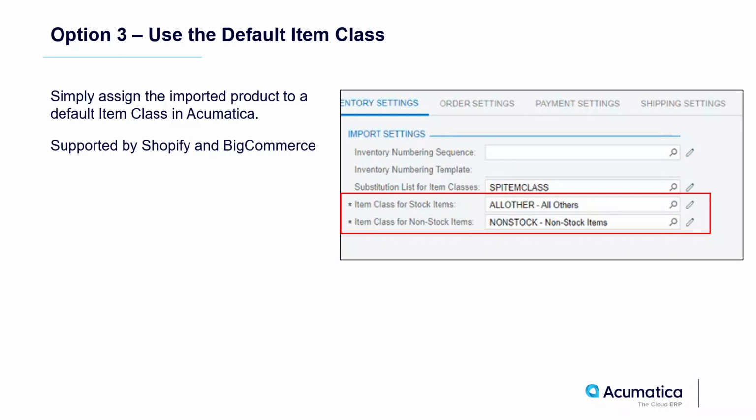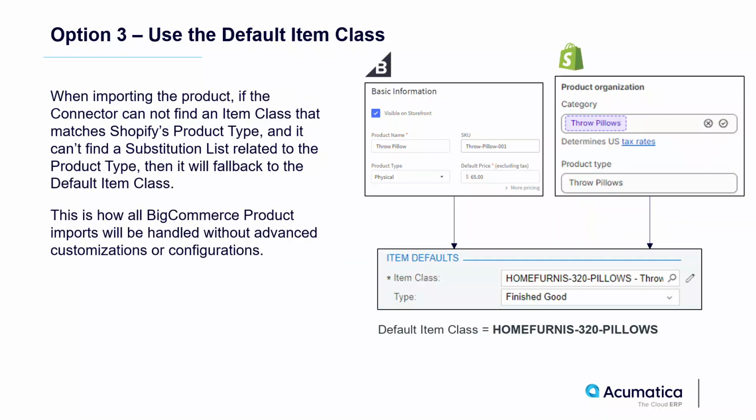And then of course, the last feature is the default item classes. So in this case, like I said before, you can just tell the system every item that comes in, just use this item class. This is how it's going to work with all the different BigCommerce items that are coming in. And you can use the more advanced configurations with Shopify, but of course this will be what it falls back to if it can't find what it's looking for.